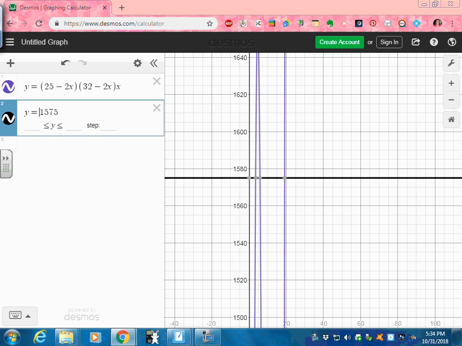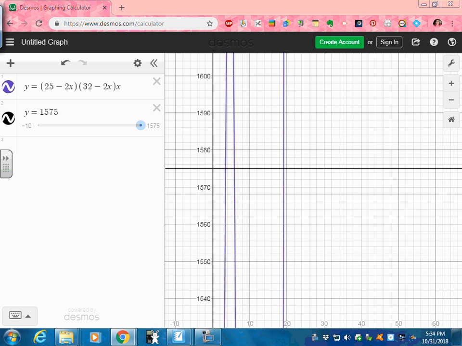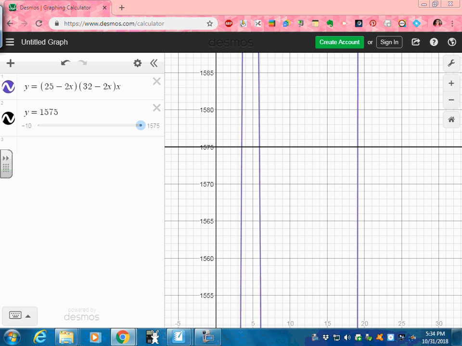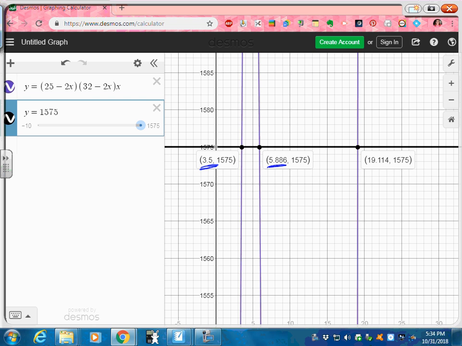Okay, so I'm at 1575, so I'm going to zoom in to that. Okay, so if you notice, it crosses at 3 places: 3.5, 5.9, and 19.1. My restriction, in my words, says no more than 5 centimeters in height. So I can't pick this one, because that's more than 5. This is more than 5, but this fits. So we're going to use 3.5 as our height.